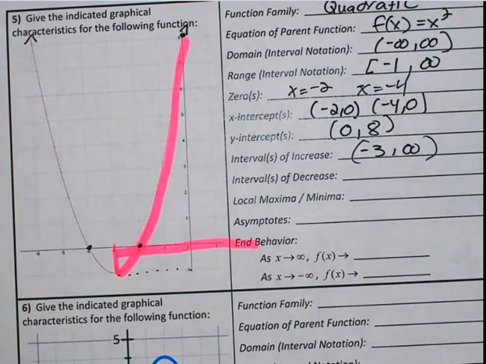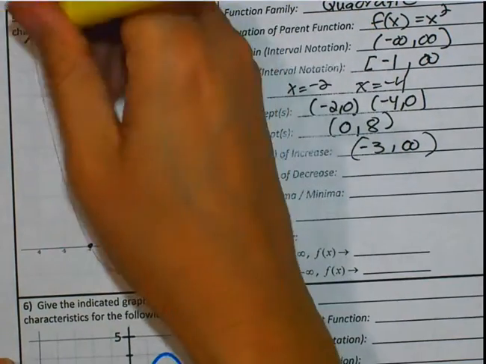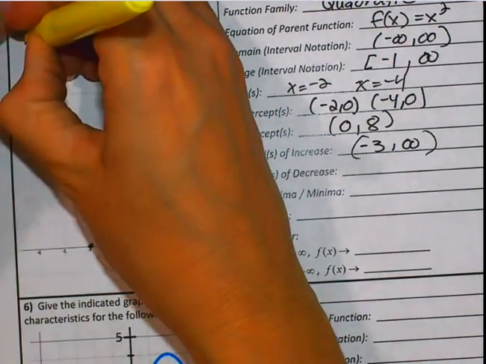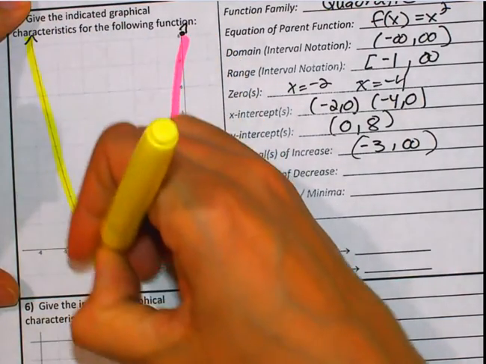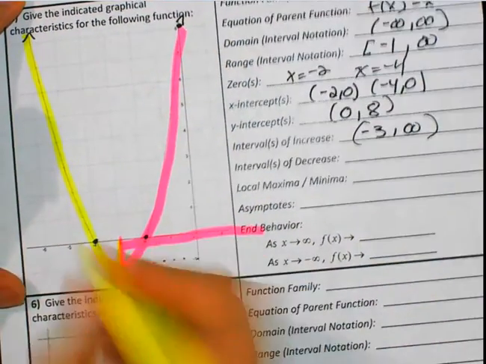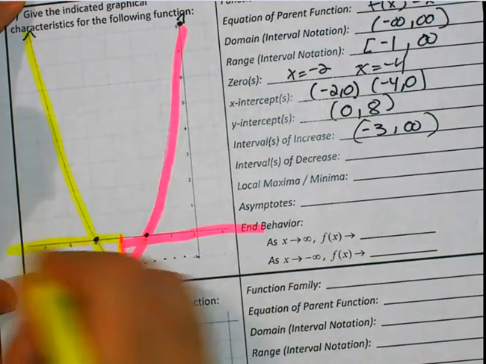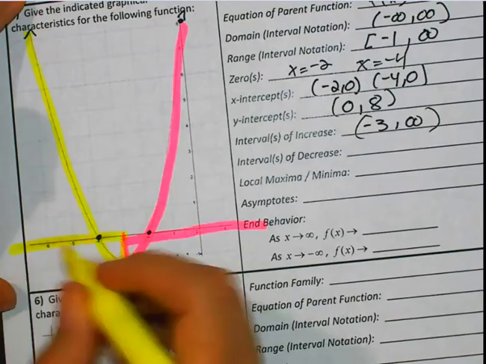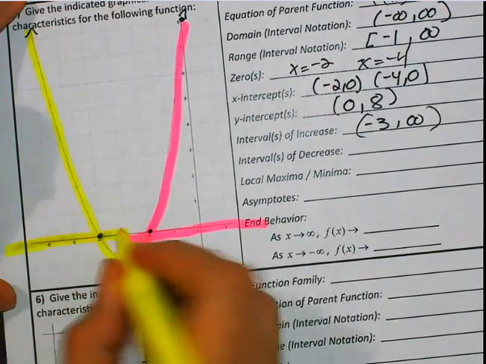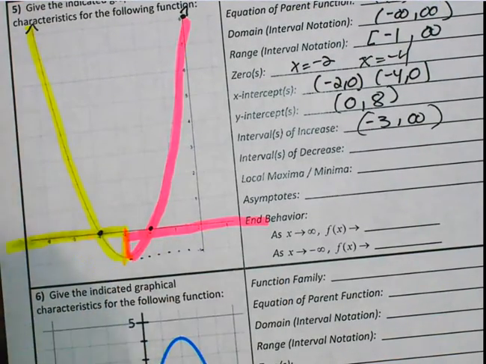Then it wants to know where it's decreasing. So notice here, it's decreasing starting way up here and decreasing all the way to this point right here. But remember, we list the interval in the x value, so it's decreasing from -infinity to -3.